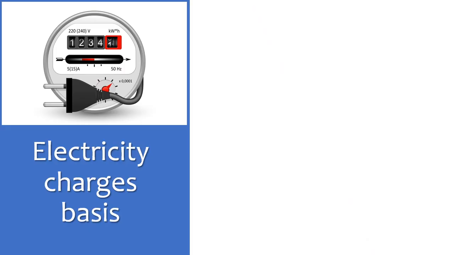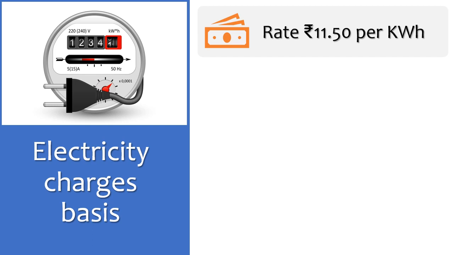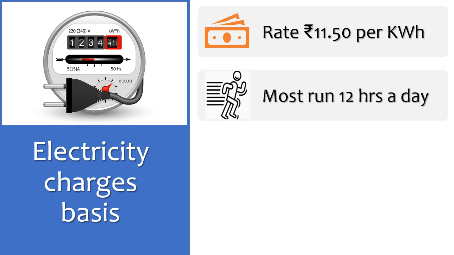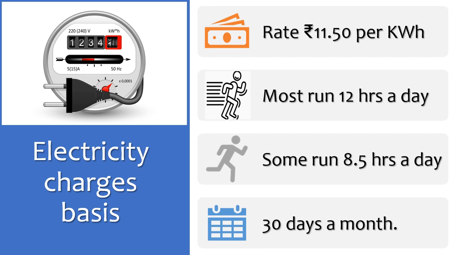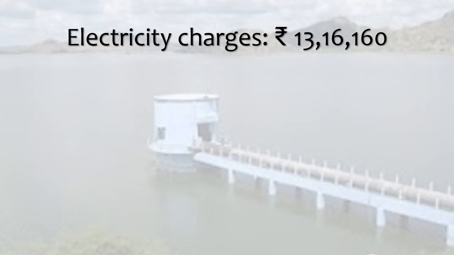Let us now take a look at the basis of electrical charges shown in the calculation. The rate shown is rupees 11 and 50 paisa per kilowatt hour. Most of these pumps are shown to run for almost 12 hours a day. Some of these pumps are running for 8.5 hours a day. And the calculation is for a 30-day month period.